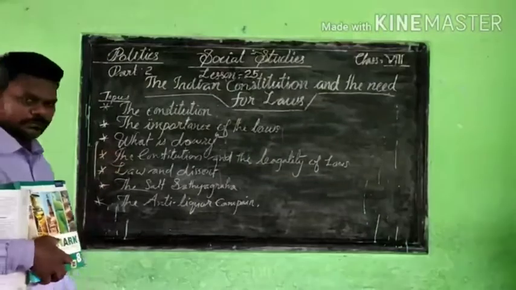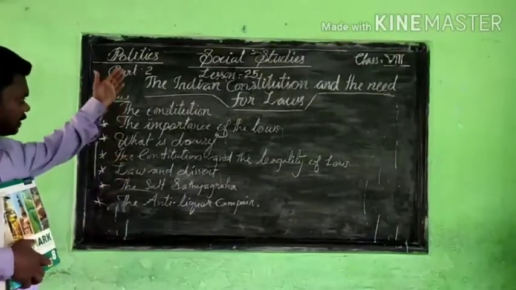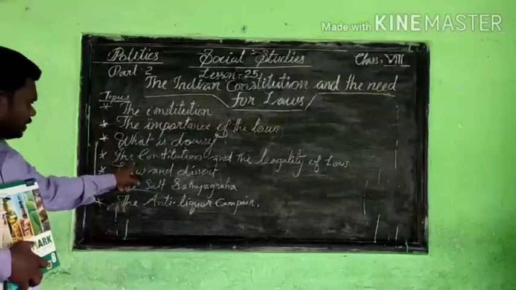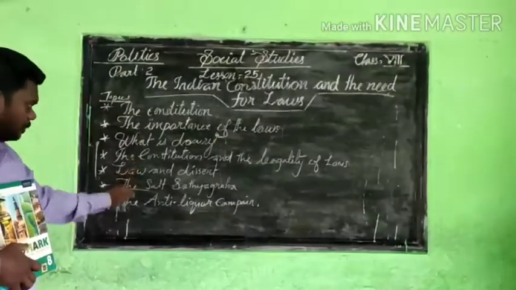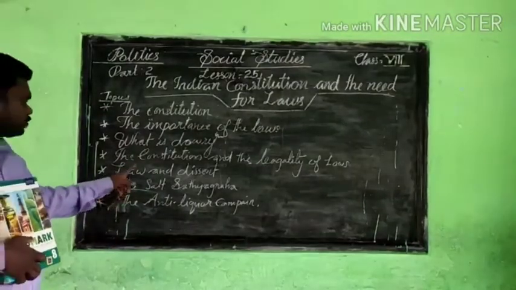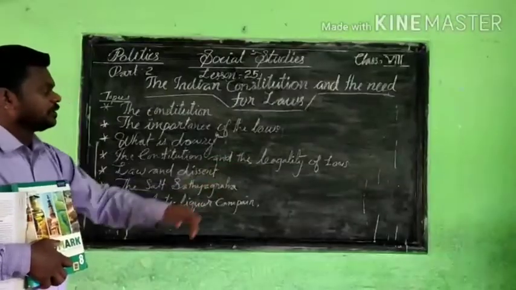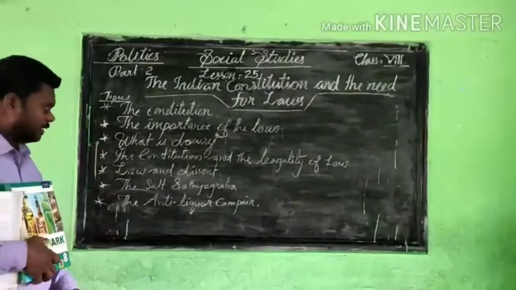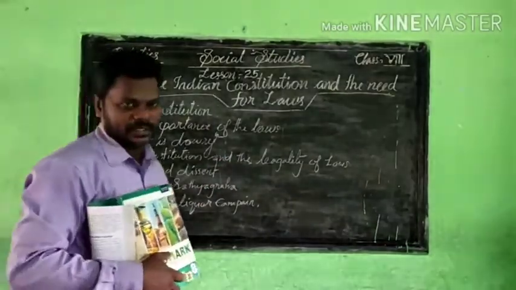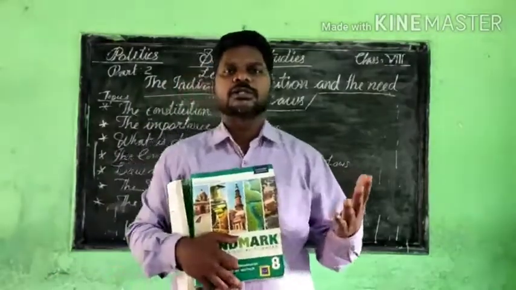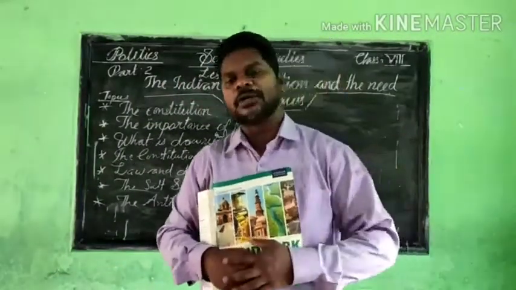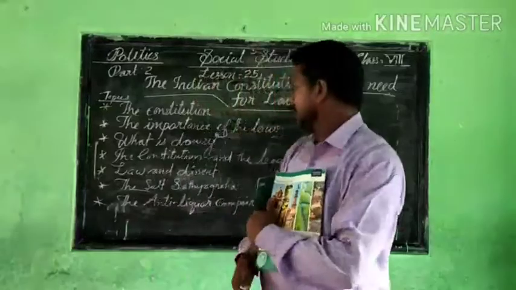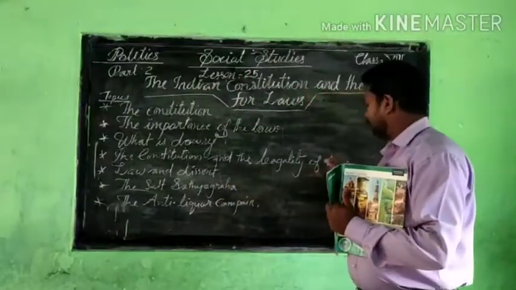Now listen carefully, because I am not giving more explanation for the first part, so we are getting to the next topic: the Constitution and the legality of the laws. Listen carefully. What is the Constitution? The definition I have given. And now we have to learn about the legality of the laws.